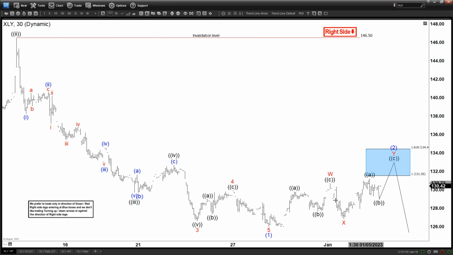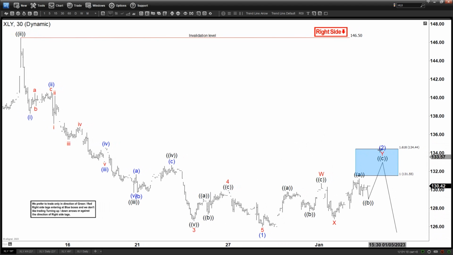The structure of the rally is a double three, WXY. The W here is in 3 waves ABC, and the Y leg is also in another 3 waves ABC. So looking for a WXY structure here, it should find sellers right here at 131, 134, which is the 100% extension of the WXY, and from here it should then start to turn lower or extend on the downside. As long as we stay below 146.5, which is the pivot here, we are looking for the ETF to start turning lower again once we reach this area.